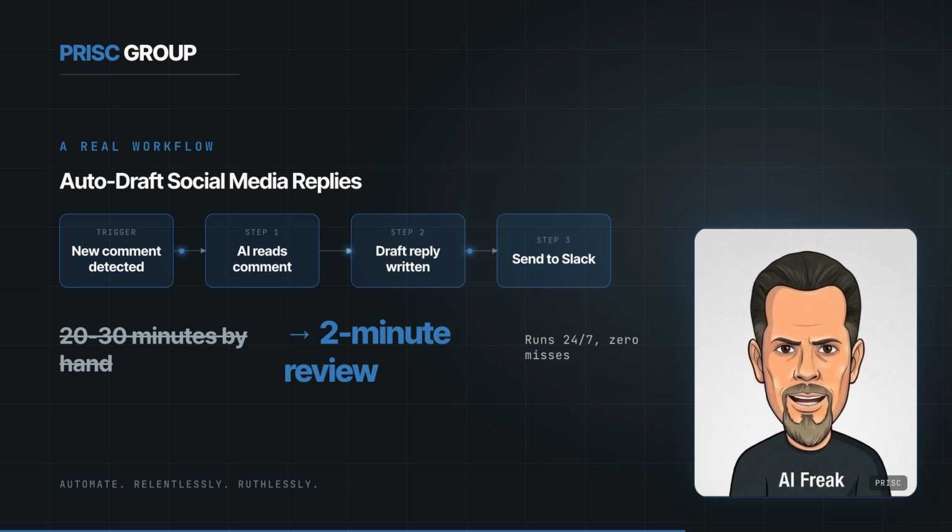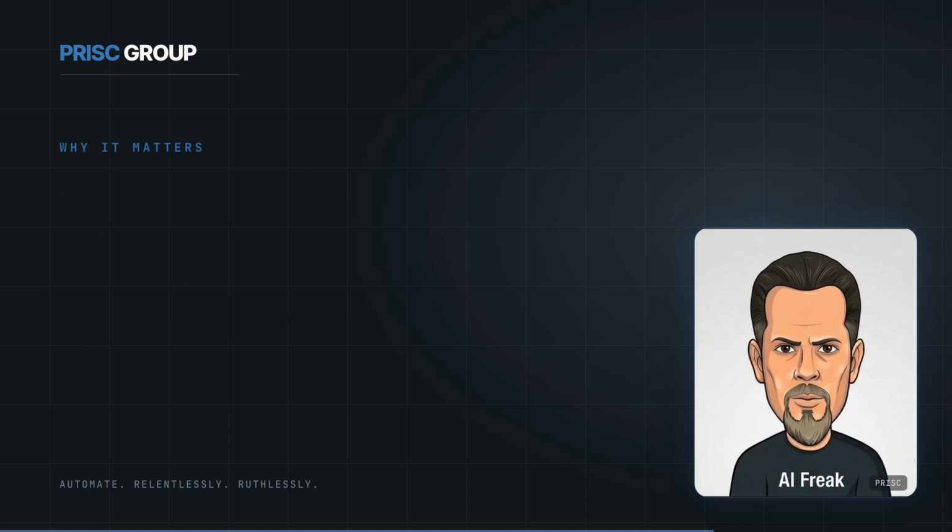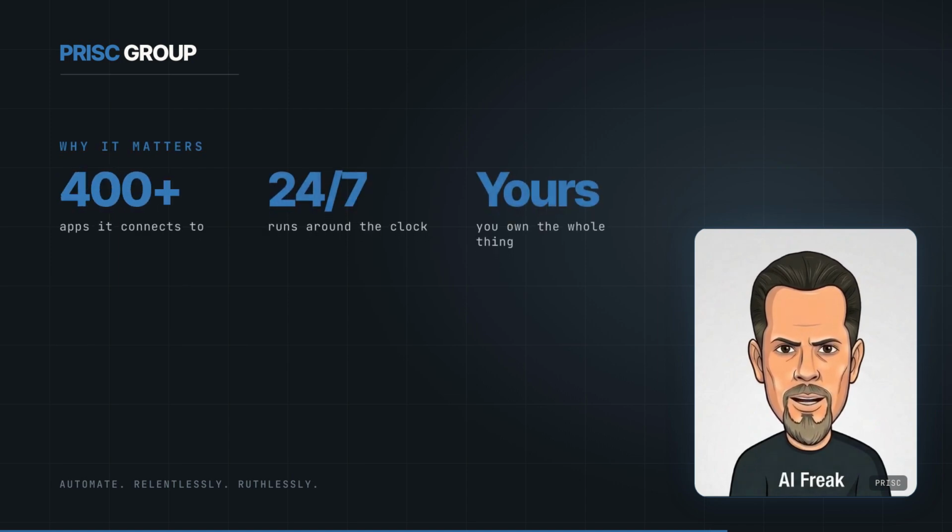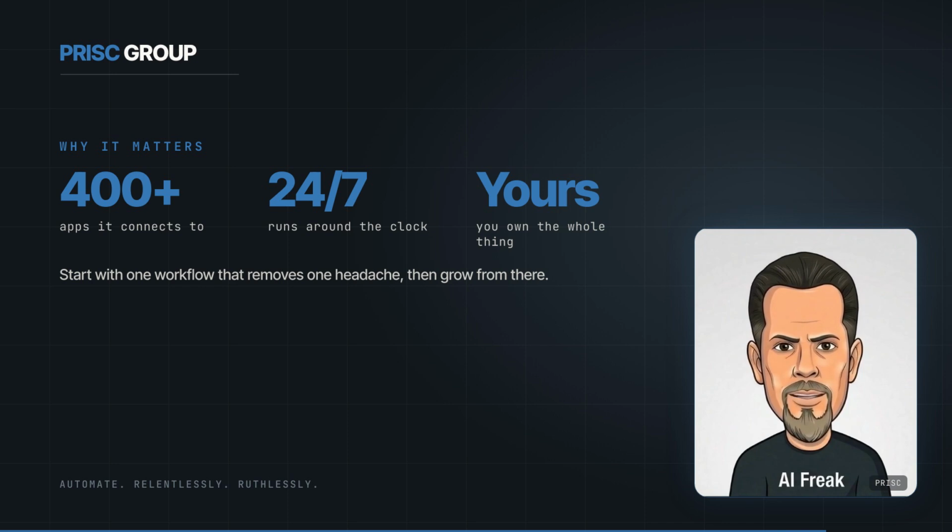That matters because n8n connects to hundreds of apps: Facebook, Instagram, Google, Slack, your CRM, and far more. It runs around the clock so nothing slips through on a weekend or a holiday, and unlike some tools, you own and control the whole system. You do not need to automate everything at once. Start with one workflow that solves one real headache and build from there.